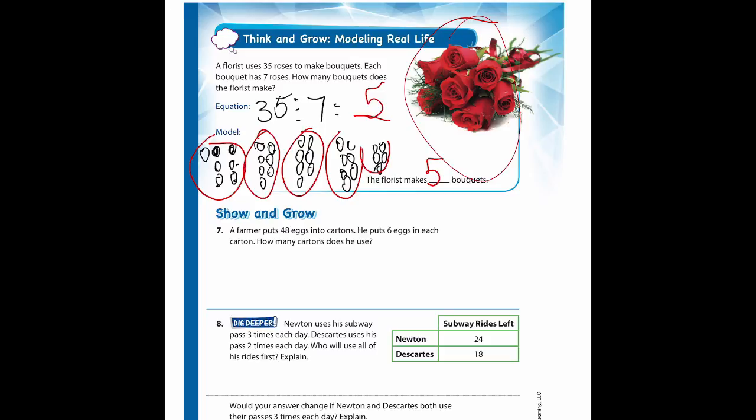The farmer puts 48 eggs into cartons. Holy moly, that's a lot of eggs. Then he put 6 eggs in each carton. How many cartons do they have? Okay, so now we have to count to 48, and we got to do it in groups of 6.